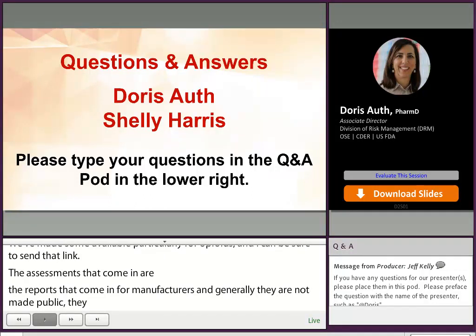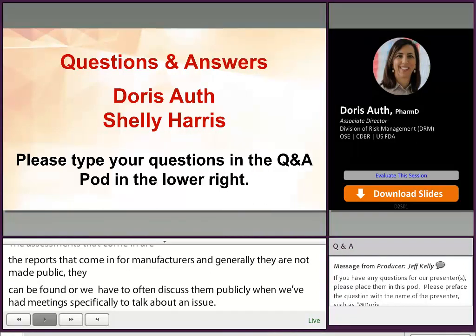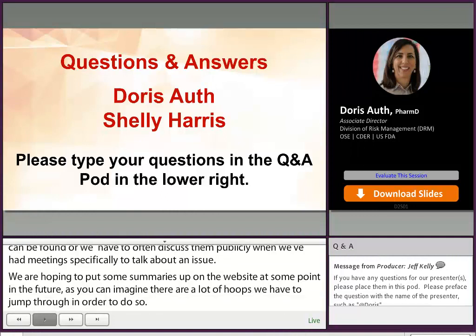We are hoping to put some summaries of those REMS assessments up on the website at some point in the future. As you can imagine, there's a lot of hoops that we have to jump through in order to be able to do so, but we are working on that, and we have received that comment over a number of years that it would be really, really helpful for the public to be able to see what we're seeing from our end. Thank you.